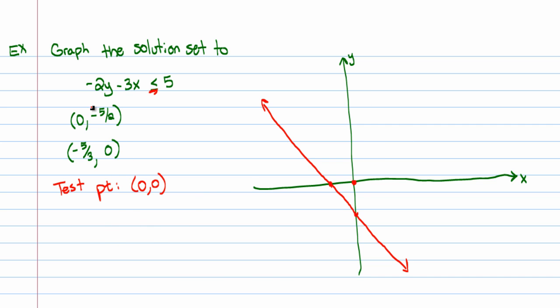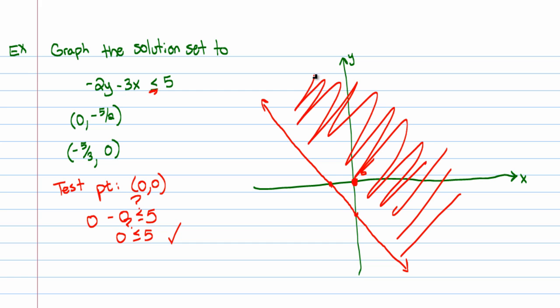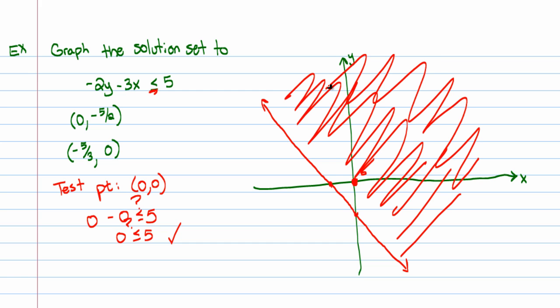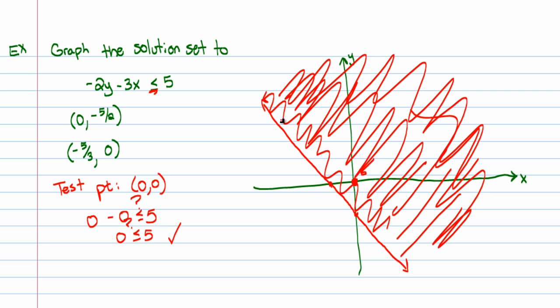So I'll plug 0 in for y and x. I get the following: 0 minus 0 is less than or equal to 5. Is that true? Is it true that 0 is less than or equal to 5? Yes, it is. So this point right here is in our solution set, which means that our solution set must be this side of the boundary line. All that half plane is our solution, and by the way, all the way up to this boundary edge.